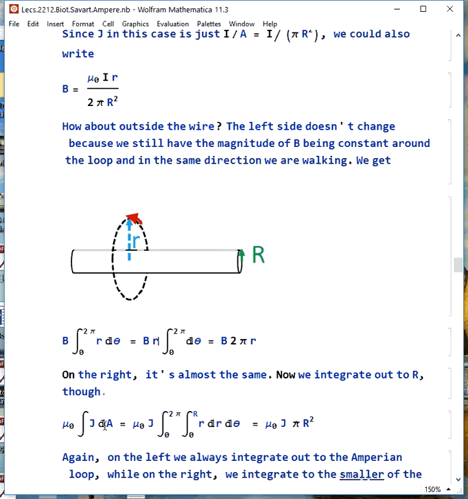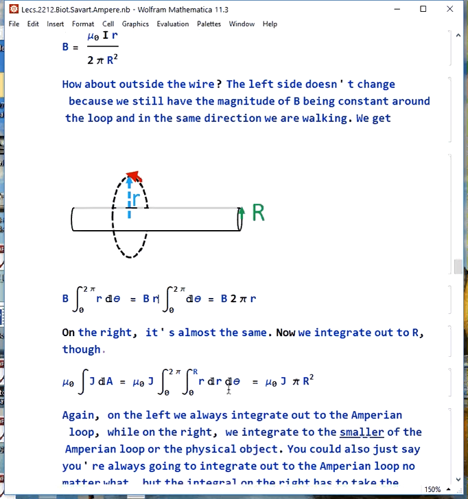This time, though, instead of integrating out to little r, the Amperian loop, we stop here at the surface because that's where the current density stops. We don't have current all the way out here. So we integrate on the right, mu naught times J, integral 0 to 2 pi d theta, 0 to big R of r dr. We get mu naught J pi R squared.